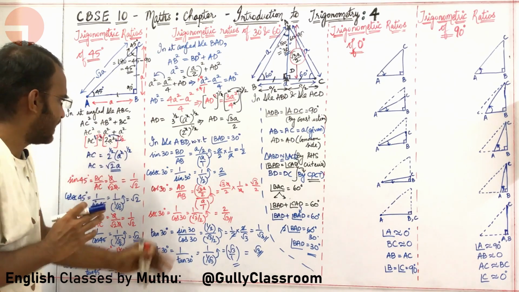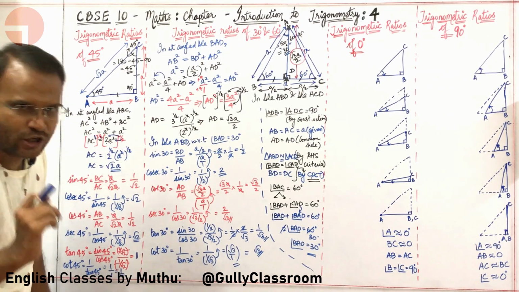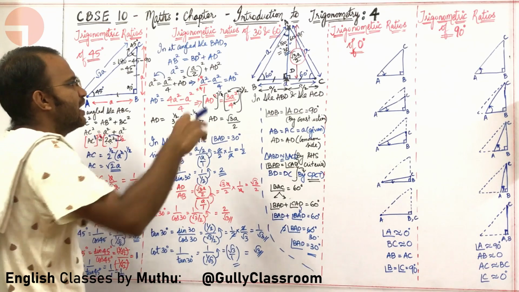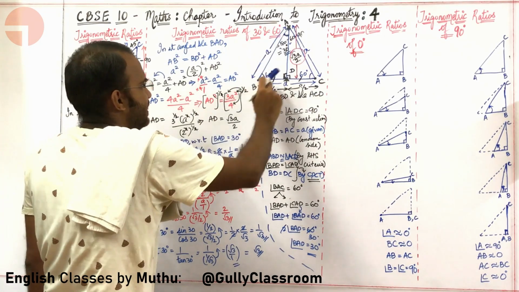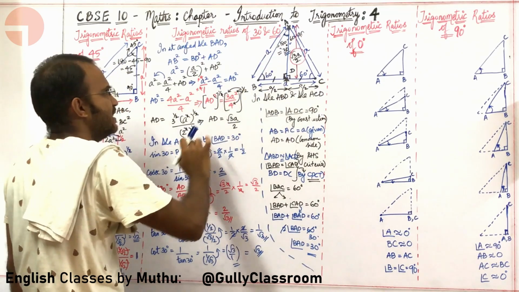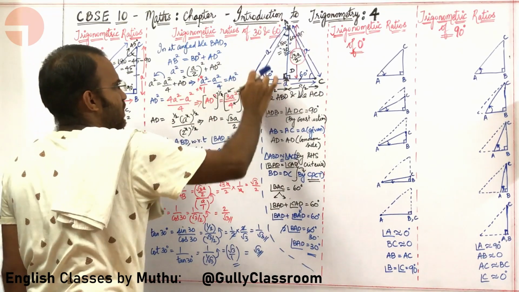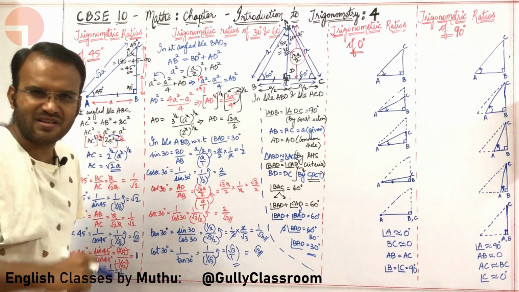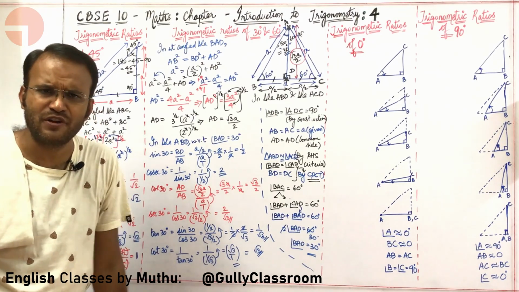I want you guys to try calculating all the trigonometric ratios for this particular angle ABD, 60 degrees, in the same triangle ABD. Come on guys, pause the video and try it out.